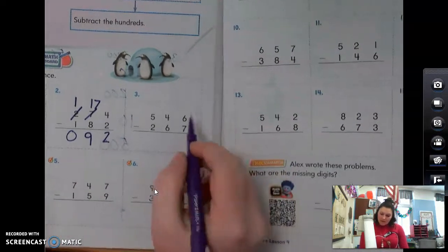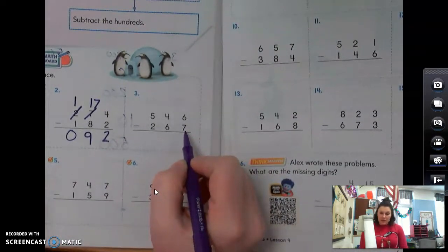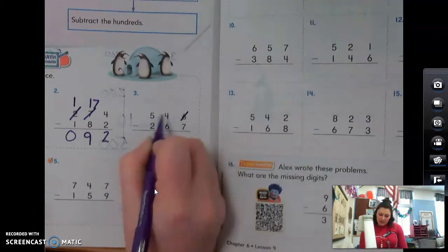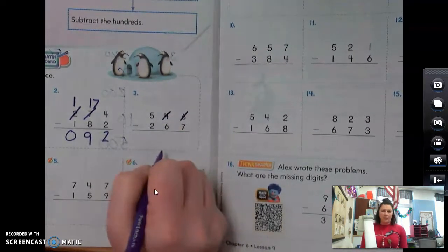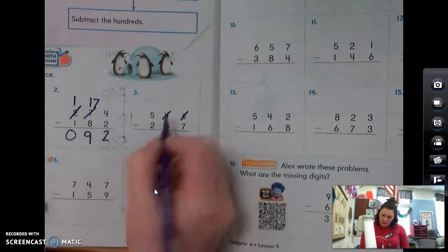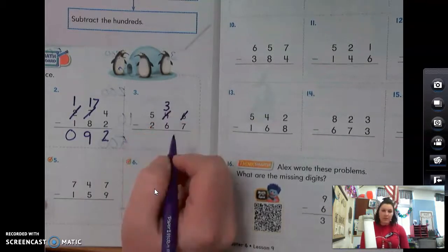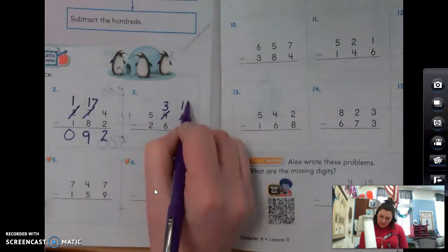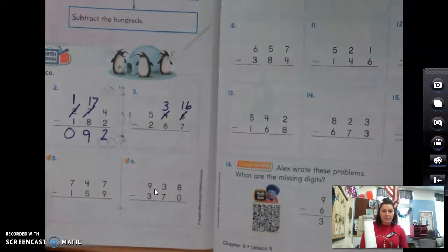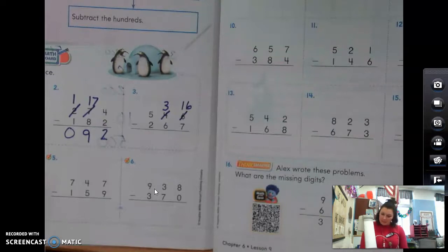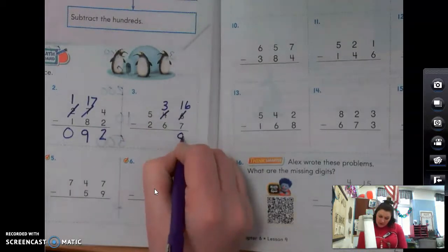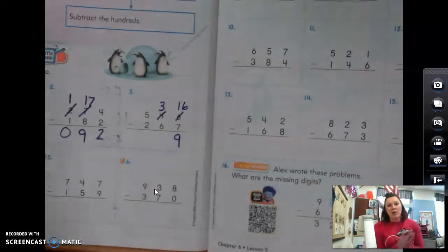Okay? So 6 minus 7, I can't do it, right? Cross out 6, cross out 4. This is normal. You're not doing anything fancy here. The 4 becomes 3, and the 6 becomes 16. 16 minus 7. 16 minus 7 is, did you get 9? Good. 9. Okay, so next step.